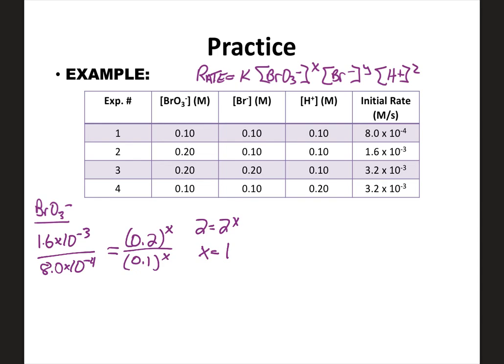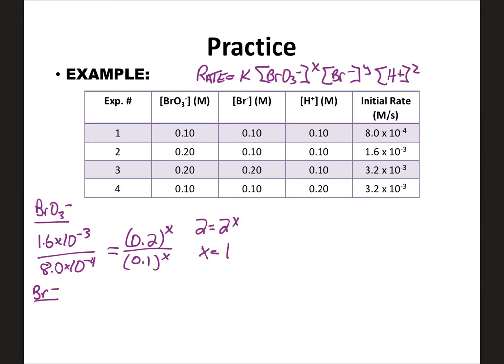Okay, so now I'm ready to work on the Br minus. For this one, again, we have to make sure the other two are constant here. I notice that in experiments 3 and 2, the concentration of the Br minus changes, but the BrO3 minus is the same in both, and the concentration of H plus is the same in both. And the Br minus is greater concentration in experiment 3, so essentially I'm doing 3 over 2.